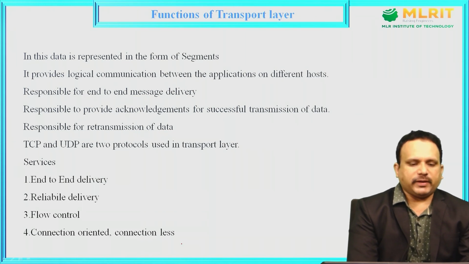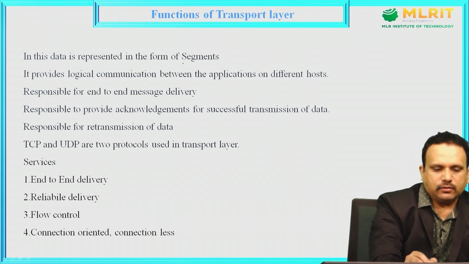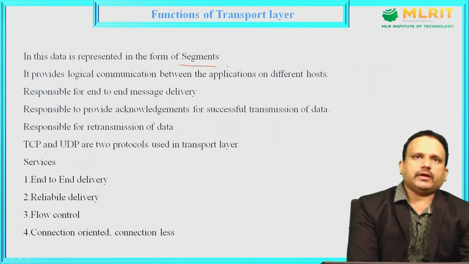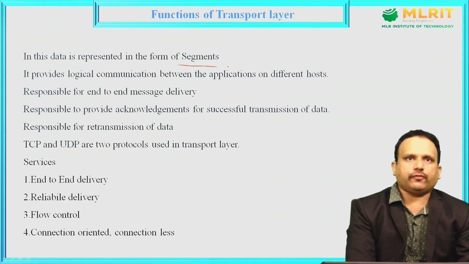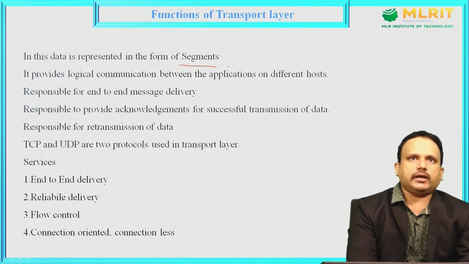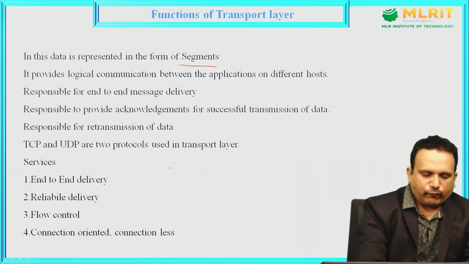And coming to the transport layer. In this transport layer, the data is in the form of segments, whereas in the network layer the data is in the form of packets, and in the transport layer it is in the form of segments. It provides logical communication between the applications on different hosts. It is responsible for end-to-end message delivery. So here it is mainly responsible to transmit the data from one host to another host.